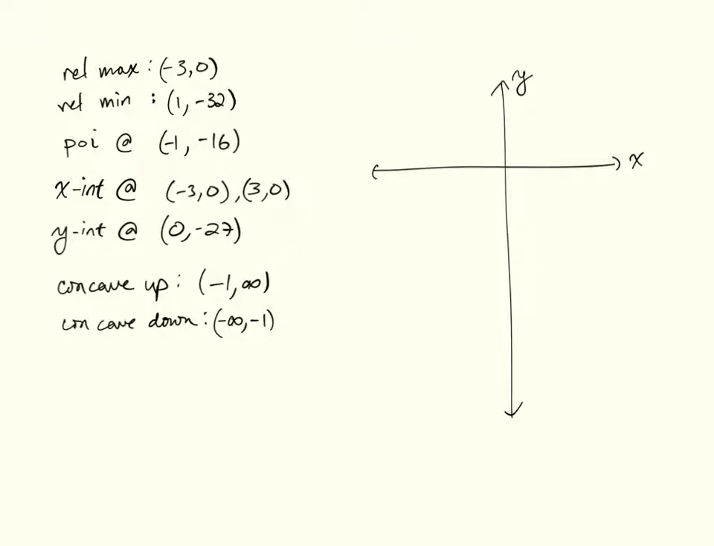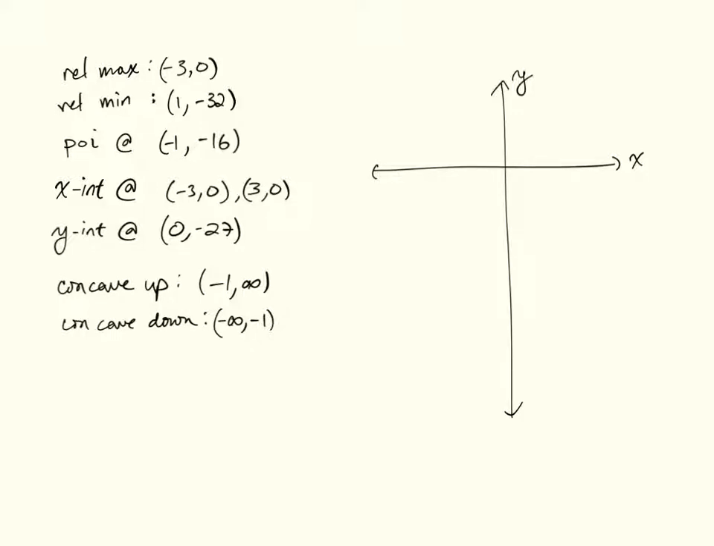On this final page, I have listed over here on the left all of the pertinent information that was found on the previous pages, plus a little bit extra here with this concavity. It wasn't necessary to find the intervals of concavity, but I figure it couldn't hurt to have it for sketching our graph. So over here on the graph, I'm going to put all of the pertinent information.